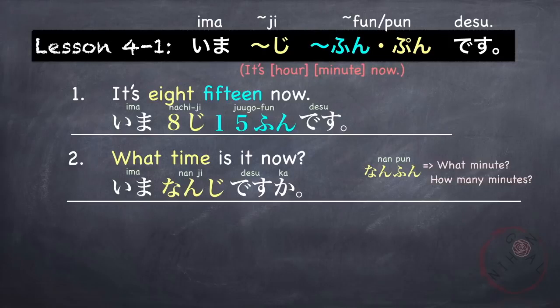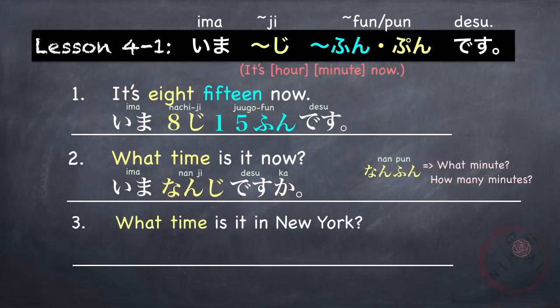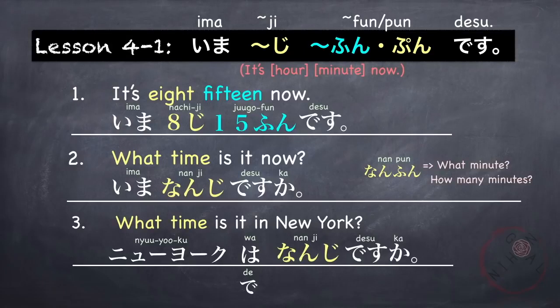何分ですか? How many minutes? You can also ask the specific time in a specific place. For example, what time is it in New York? New York is ニューヨーク followed by the particle wa, or for place, if the topic is a place, we use the particle de, ニューヨークで. But for now, we can just use ニューヨークは何時ですか? What time is it in New York? For example, the answer is it's 8 o'clock. 8時です.